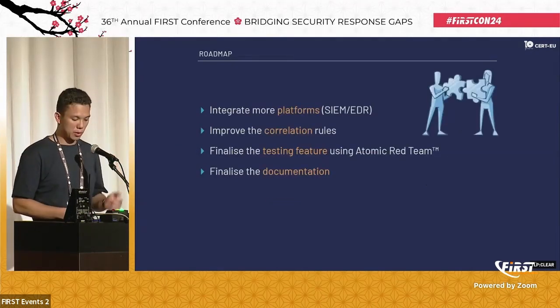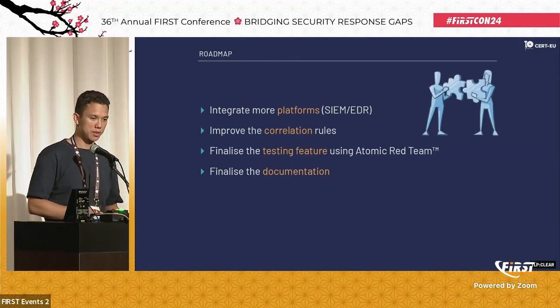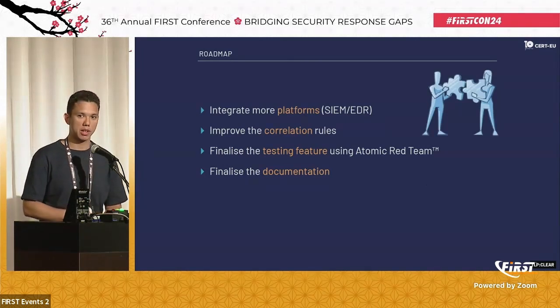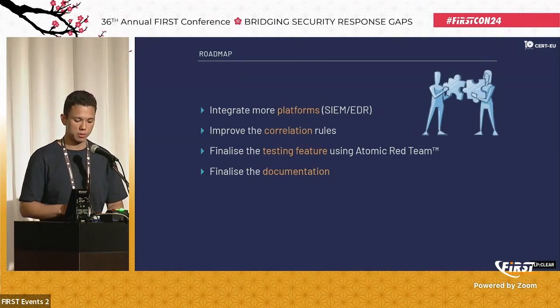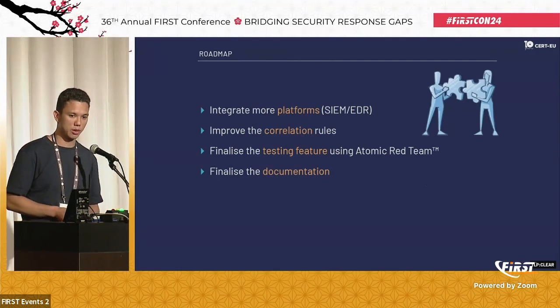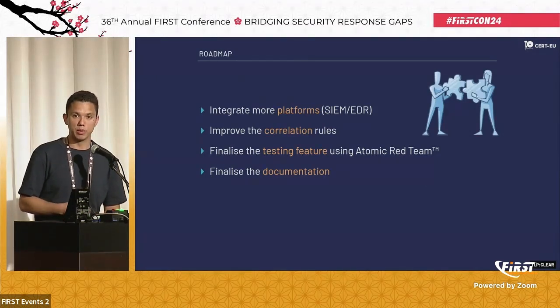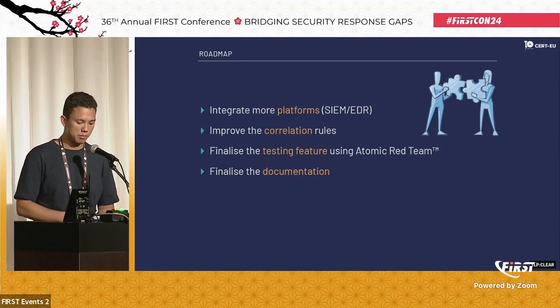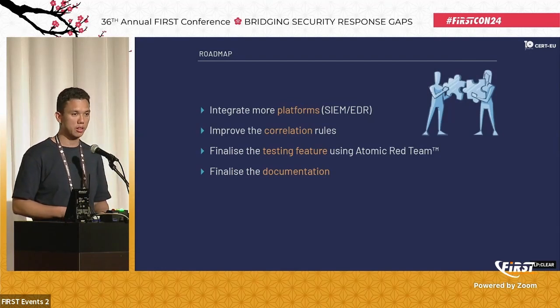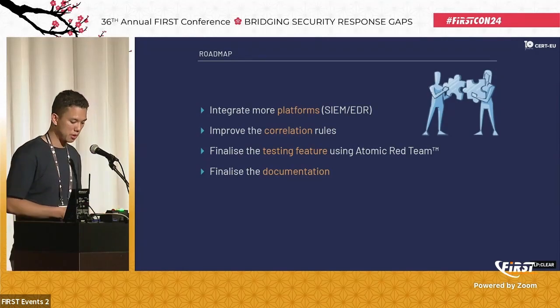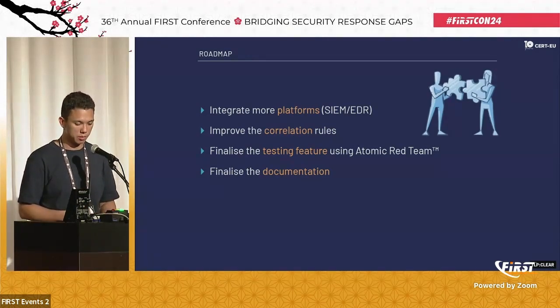As for the roadmap, we would like to integrate more SIEM and EDR, and improve the correlation of the rules, not PySigma in itself, but mostly the integration of Droid and Sigma, to allow a cross-vendor detection rule base. Also, we would like to finalize the testing feature with Atomic Red Team and finalize our documentation. It's up and running. There are a few missing precisions about how it should work, but in the end, it's still usable.